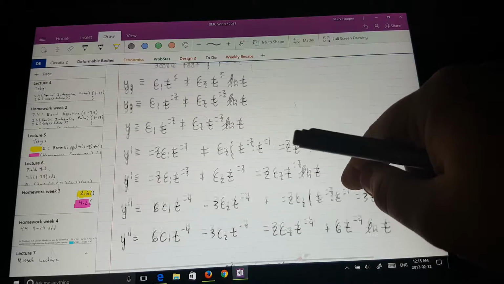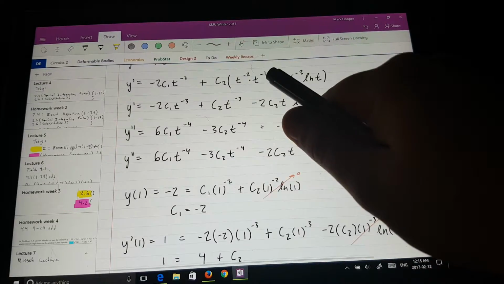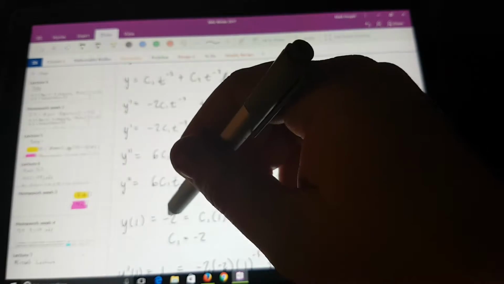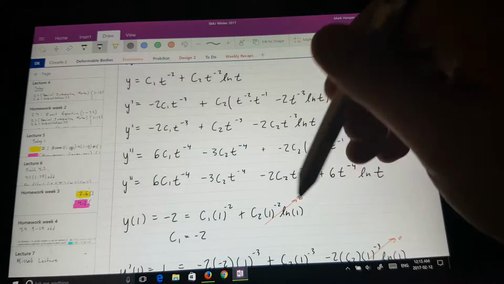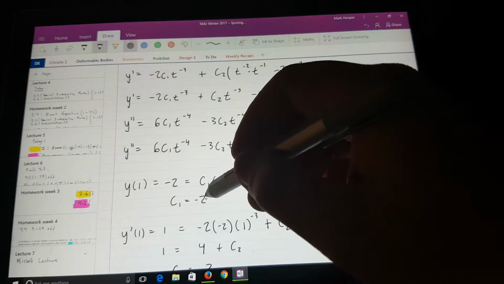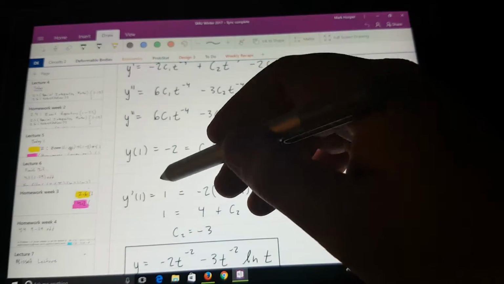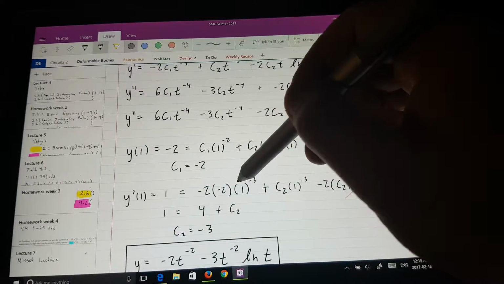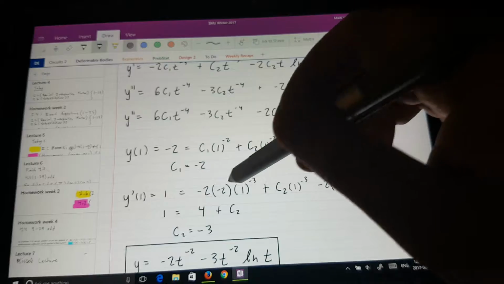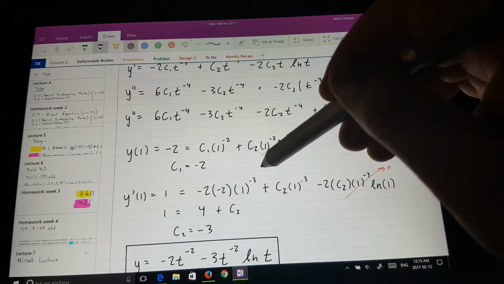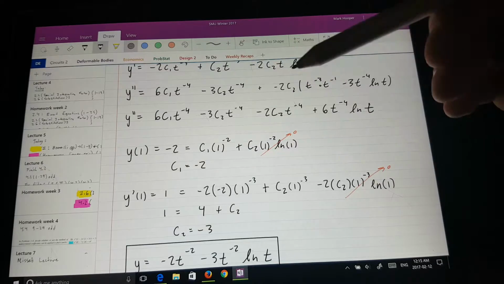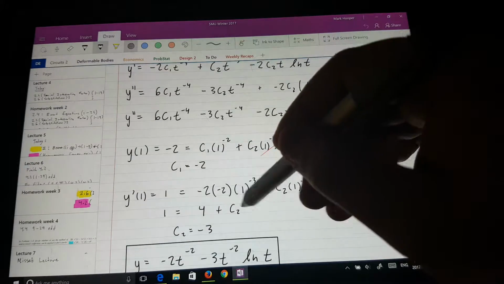That's okay. So y of 1 equals minus 2. Plug in 1 here. Oh, ln of 1, that's 0. That's nice. C1 is minus 2. y prime of 1 equals 1. So plug this in. Oh, look, ln of 1, that goes to 0. Okay, anyway, I just solved for C2.